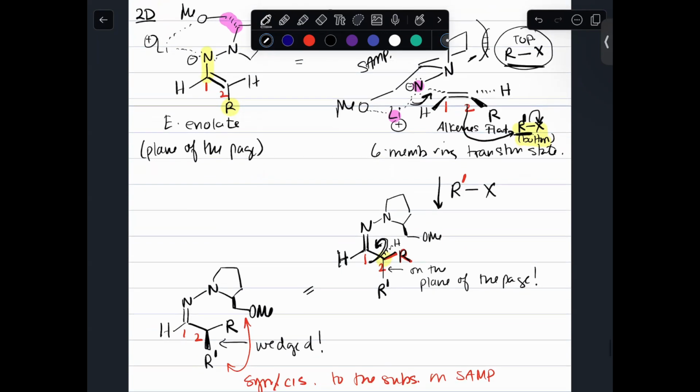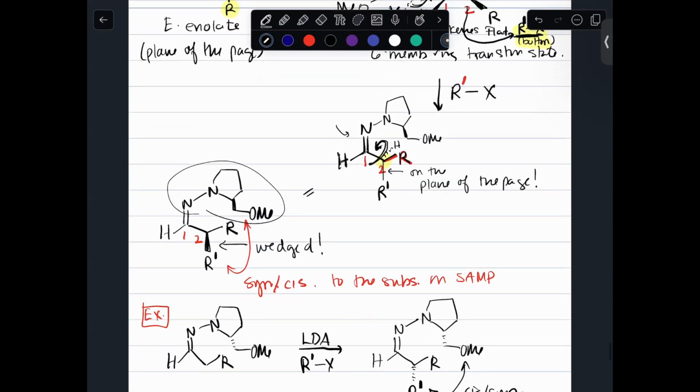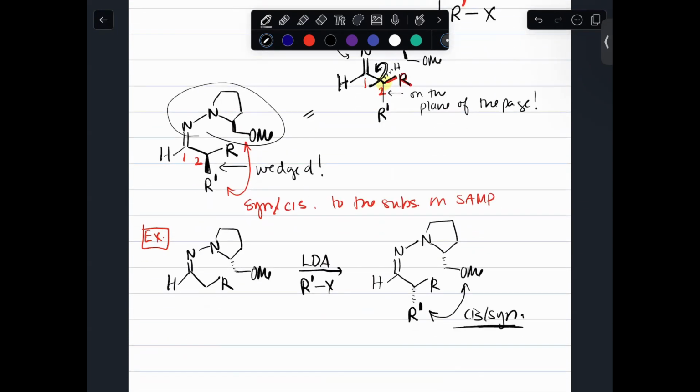Please notice that once my alkyl halide is introduced, my lithium no longer needs to complex to the nitrogen, right? It breaks that complex and it rotates back into place. The only reason the lithium is complexing to the nitrogen is because the nitrogen is negatively charged. Once it forms the imine and regenerates the imine, the lithium no longer complexes, and I no longer have this six-membered ring transition state chelate. Okay, so you will always get the cis-syn product.